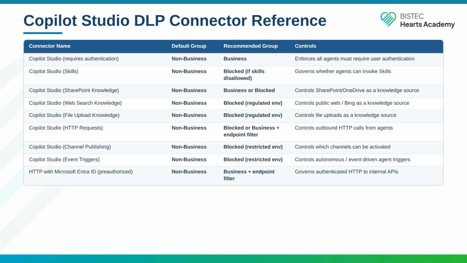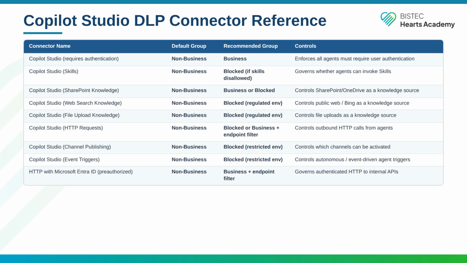The skills connector controls whether agents can invoke skills, subordinate agents, or function capabilities. Blocking it in a regulated environment prevents makers from chaining agents together in ways that might bypass other controls.